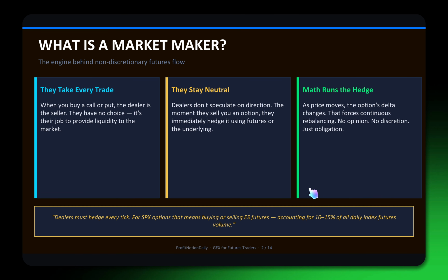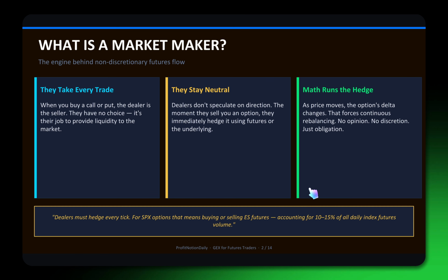So they don't think binarily. They don't think up or down. They just think in terms of volatility and exposure. They don't care about direction. As soon as they sell an option to you, they start hedging so they can stay neutral in their position. The whole concept of hedging is that it forces continuous rebalancing by leveraging futures against the options so they can stay neutral. So it's not about their discretion or anything. It's just what they have to do.